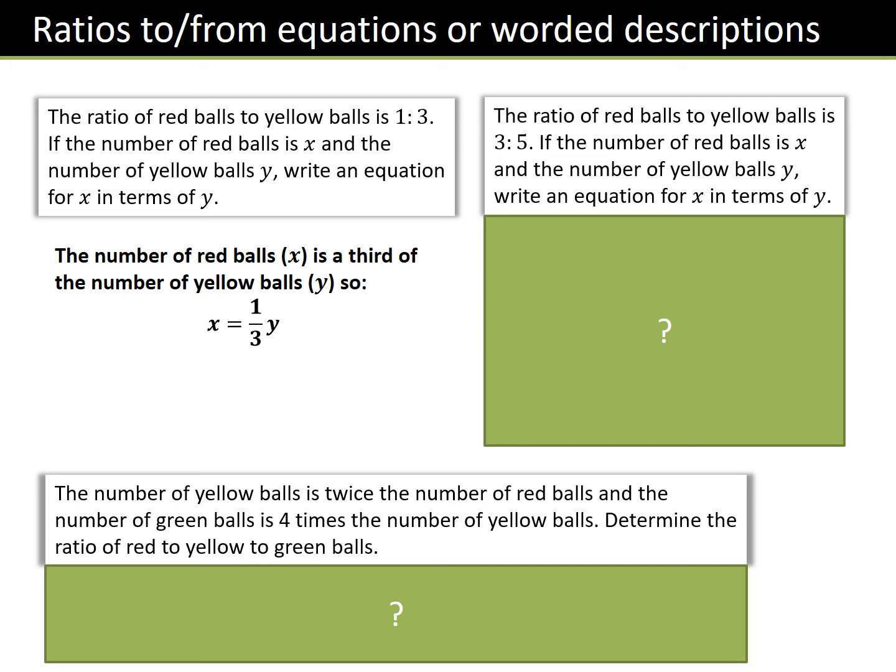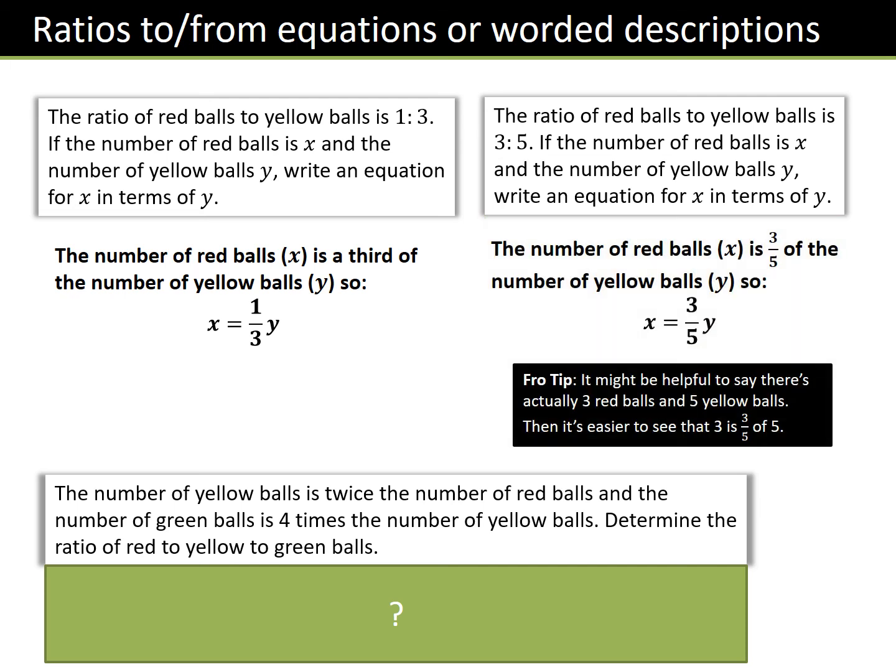The ratio of red balls to yellow balls is 3:5. If the number of red balls is x and the number of yellow balls is y, write an equation in terms of y. Well, the number of red balls, x, is 3/5 of the number of yellow balls, y, so x is 3/5 y. So it might be helpful to say there's 3 red balls and 5 yellow balls, then it's easier to see that 3 is 3/5 of 5.